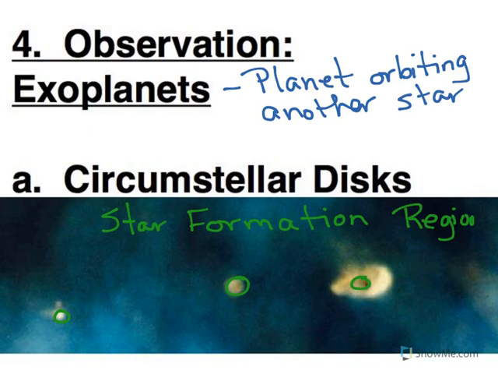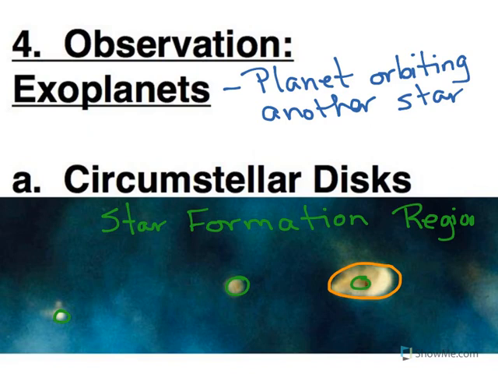And roughly half of the forming stars that we can see are surrounded by a disk of material, and we call that a circumstellar disk. And the thought is that that disk of material will ultimately form into planets orbiting that star.